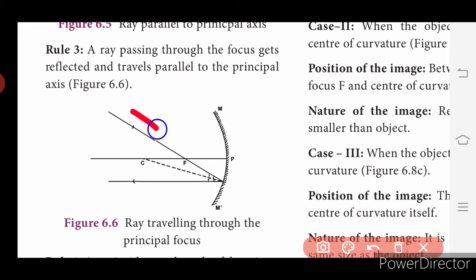See, when a ray passing through the principal focus, F, touches the mirror, it bounces back parallel to the principal axis. Okay, so this is rule 3.